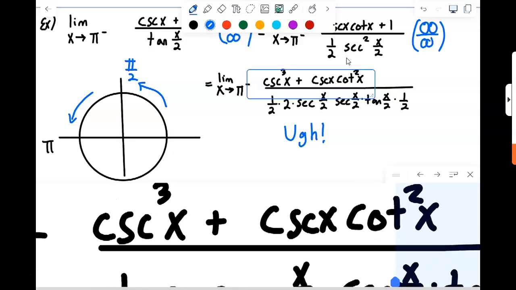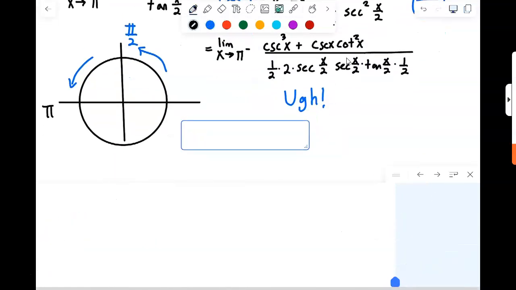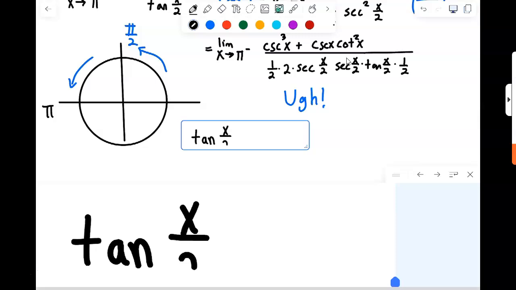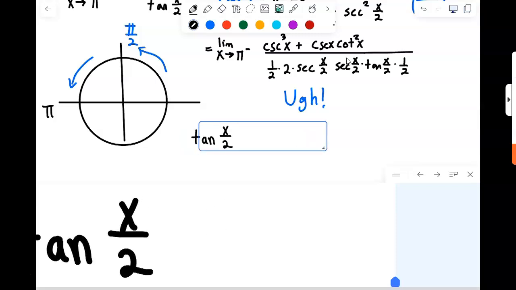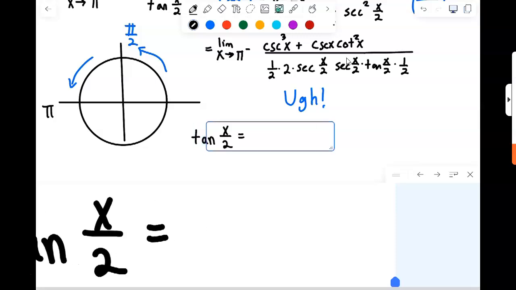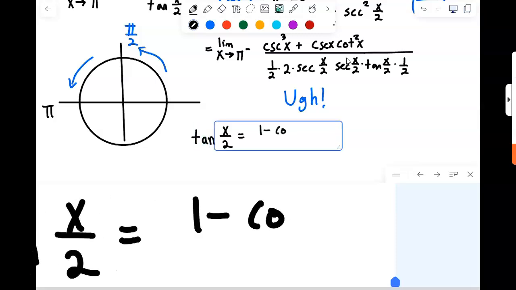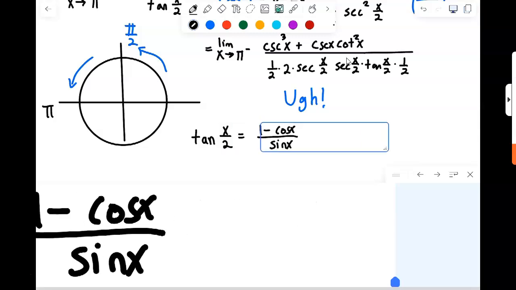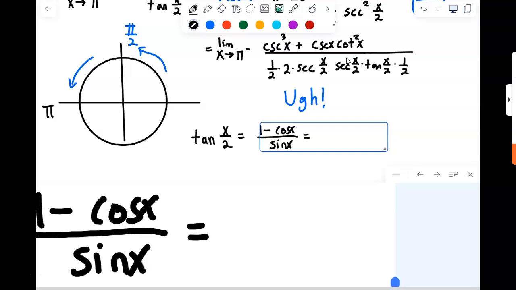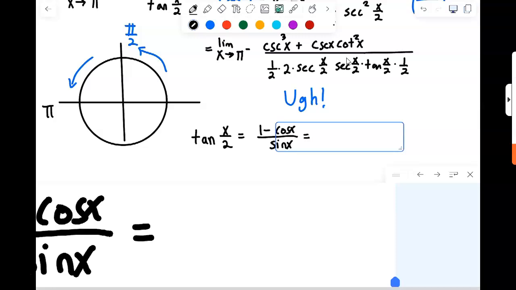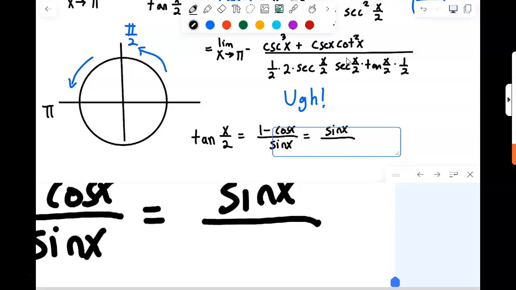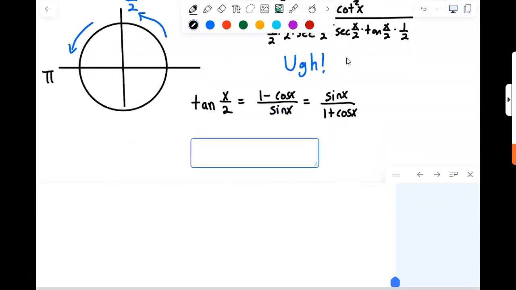Angles being different. Well, there's a little known trig identity, which probably doesn't get a lot of attention, but it's actually very useful here. And that is that tangent of a half angle can actually be written as 1 minus cosine x over sine x, and also as sine x over 1 plus cosine x. Either way, it can be written as either one.